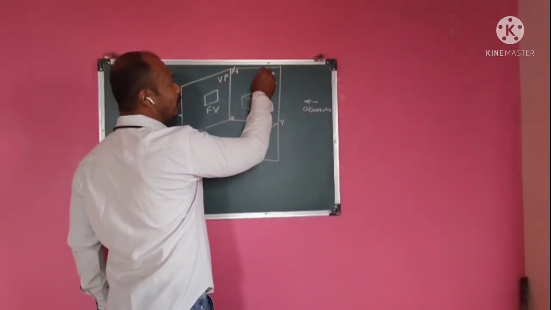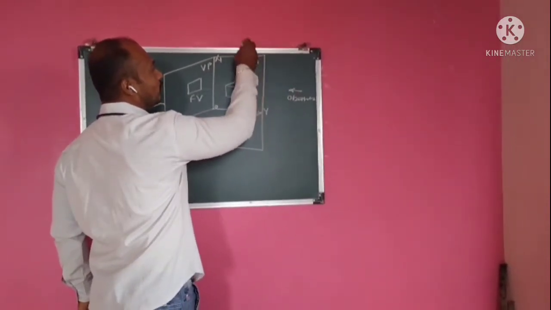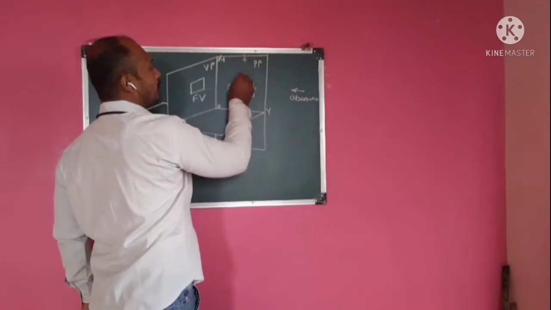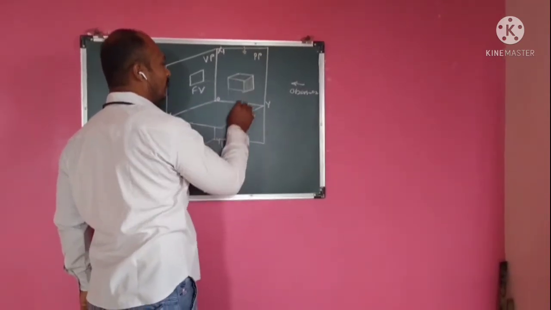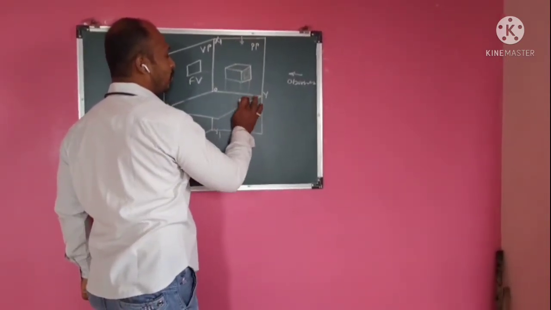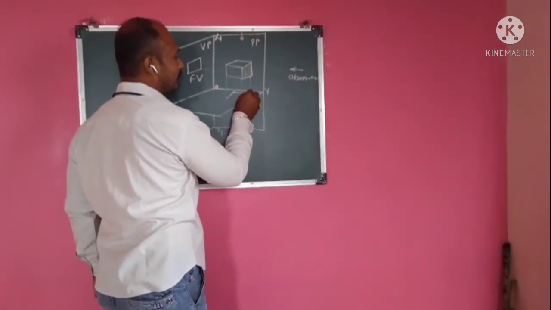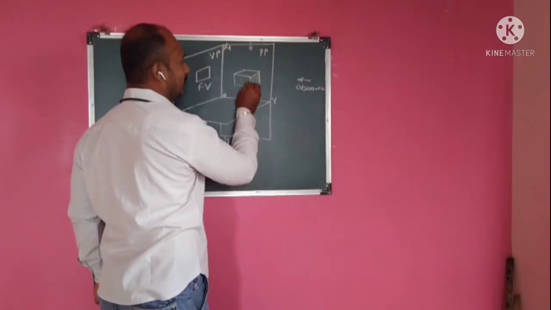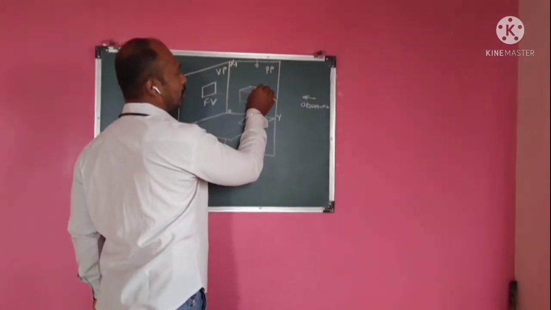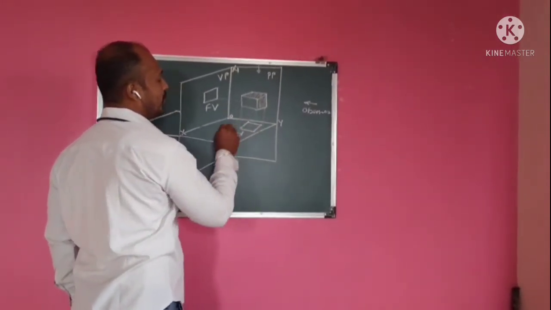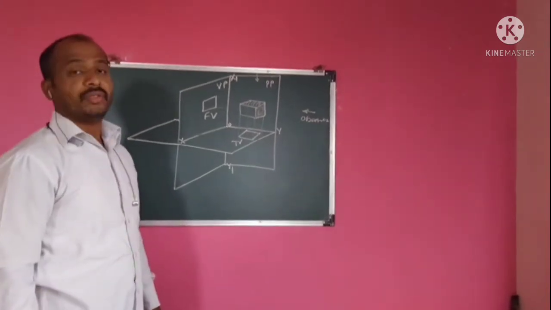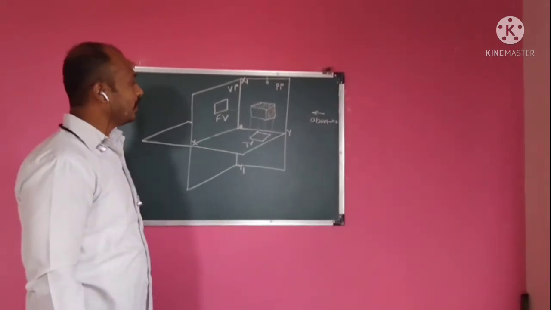Now when we are looking from the top side, for the top view the observer goes here, and when he looks from the top side, the projections come down like this, and its top view will appear here, like this. Here the top view will appear on the HP, right?